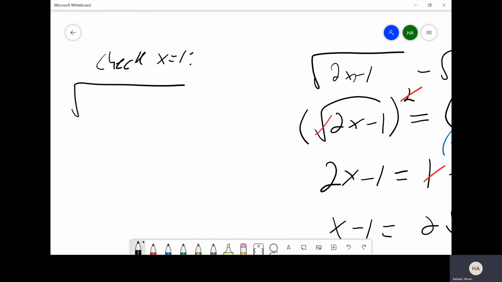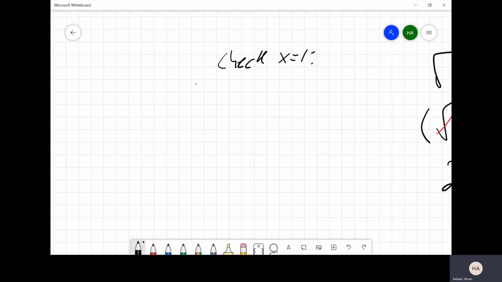We get square root of, we might not have enough room. Give me 1 second, guys. Sorry. So, oh, it's not scrolling.